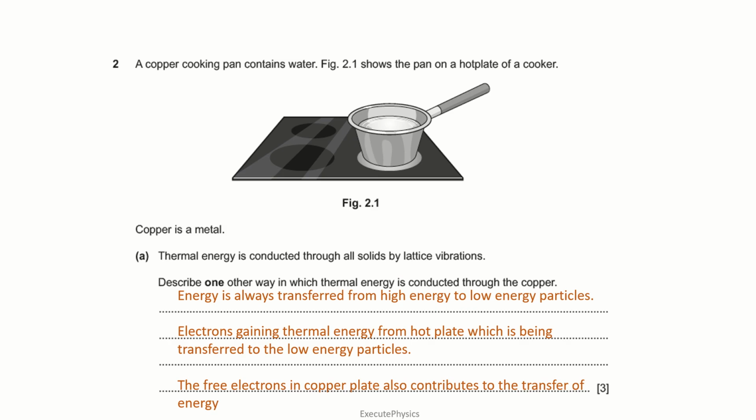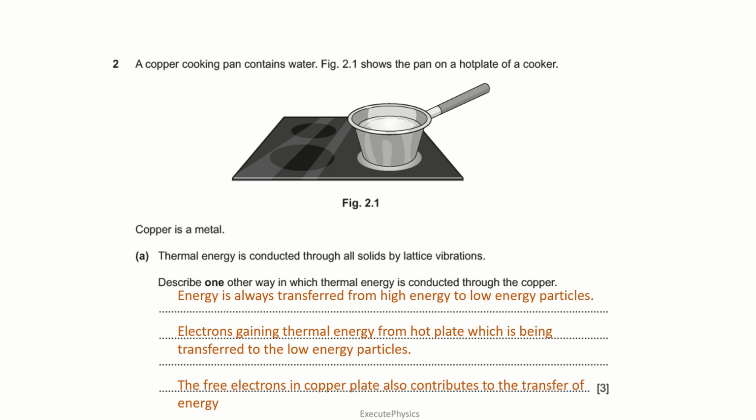So the next question is paper 4. A cooking pan contains water, and the figure shows the pan on a hot plate. It's a copper pan, so copper is a metal. The thermal energy is conducted through all solids by lattice vibration. Describe one other way in which the thermal energy is conducted through copper. It's a 3-mark question. As we had discussed in the very first question of this video, metals often have free electrons available for conduction.